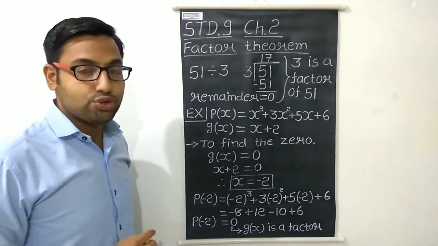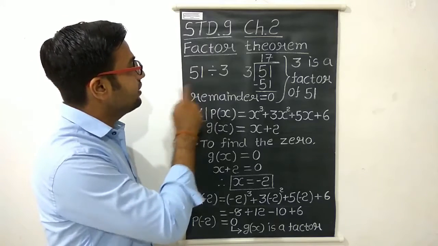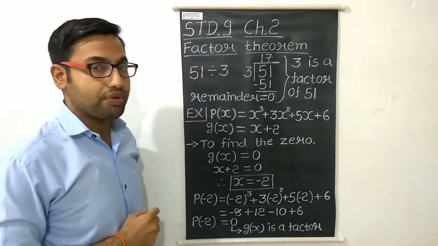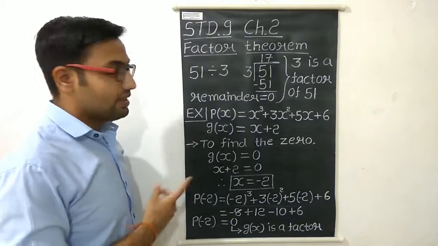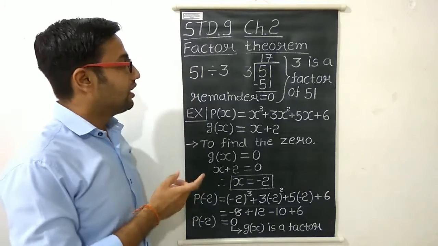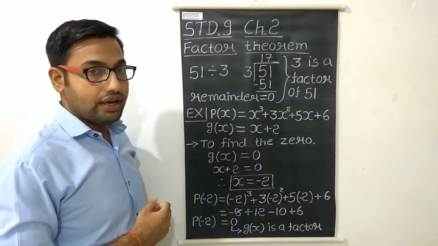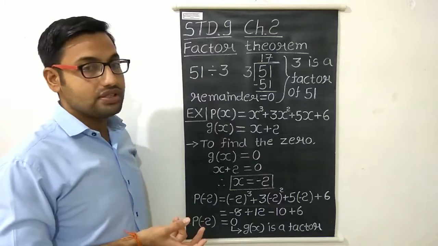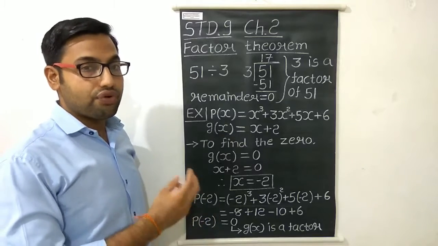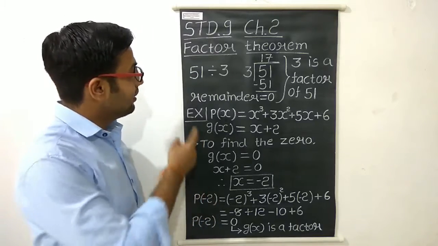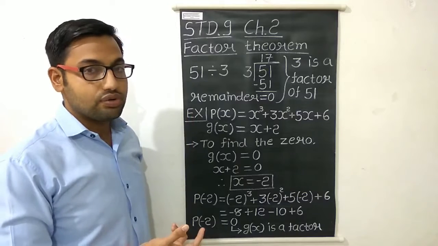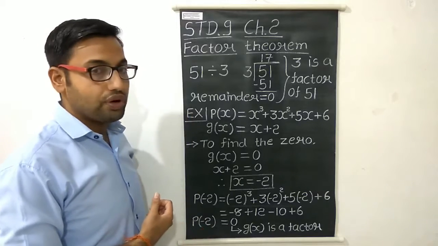Hello students, today we will study about the factor theorem. This is the topic of standard 9, chapter number 2, polynomials. In the previous class we studied the remainder theorem, and that theorem is related to the division of two polynomials. Similarly, the factor theorem is also related to division of two polynomials.